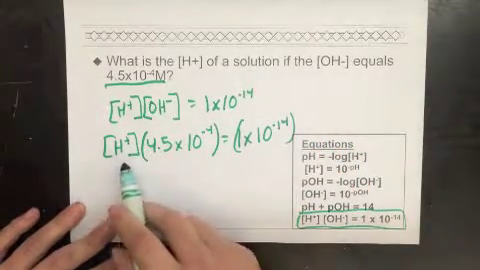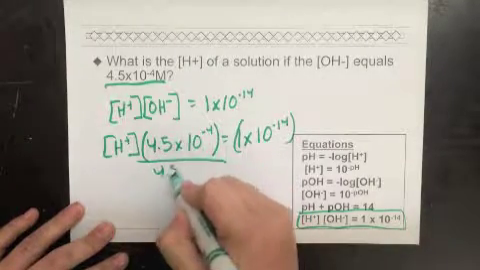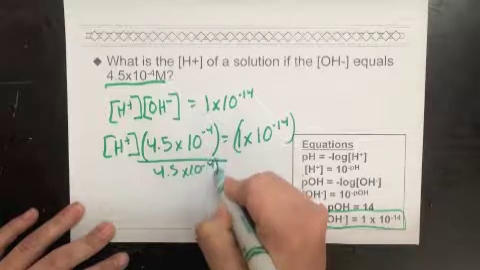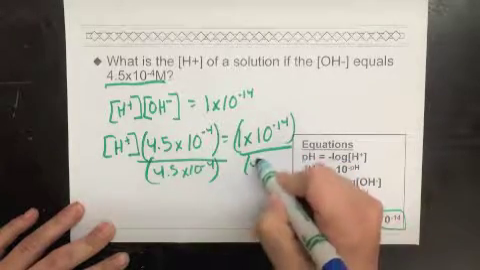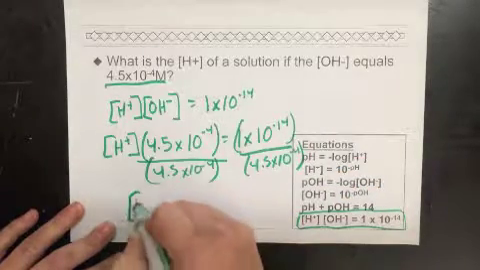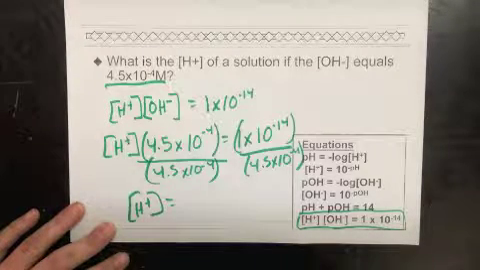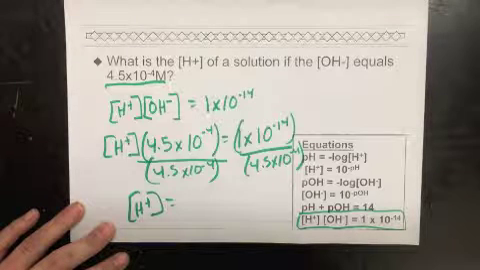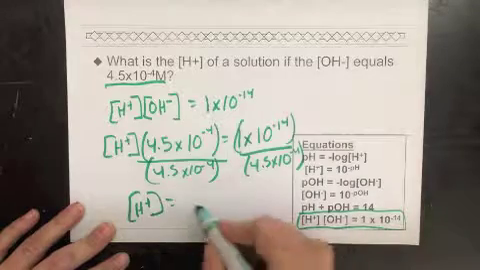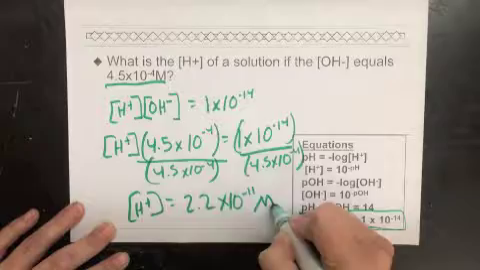To get H plus by itself, you're going to divide both sides by 4.5 times 10 to the negative 4th. Make sure you remember your parentheses. When you do that, you get H plus equals 2.2 times 10 to the negative 11th.